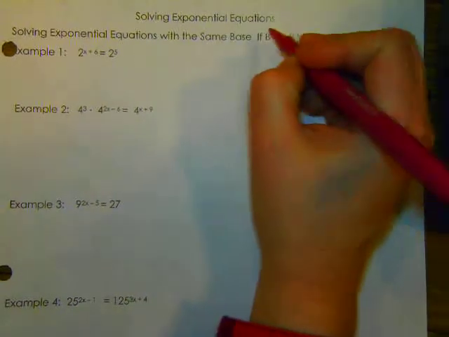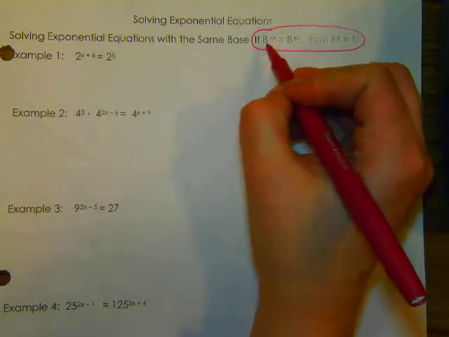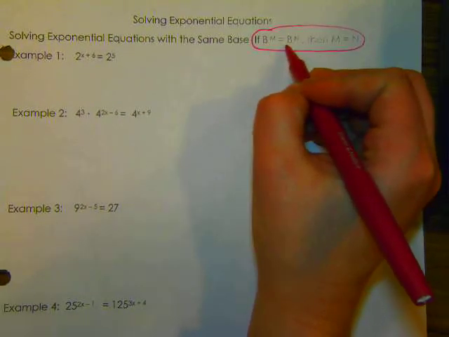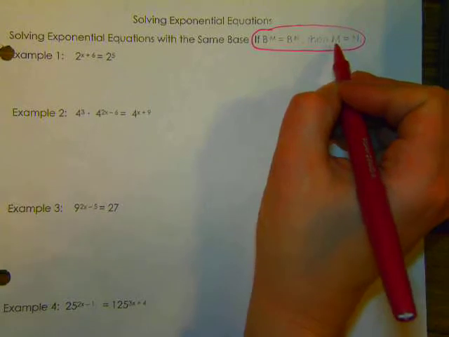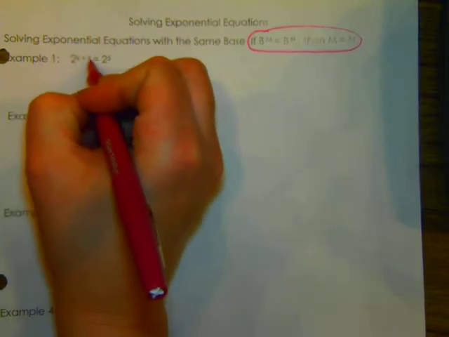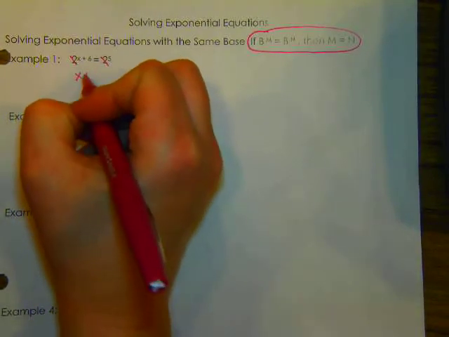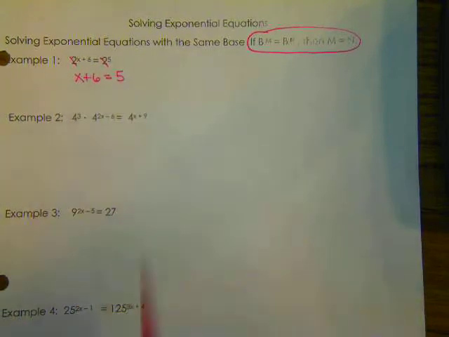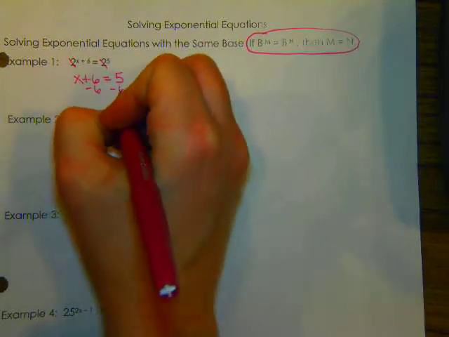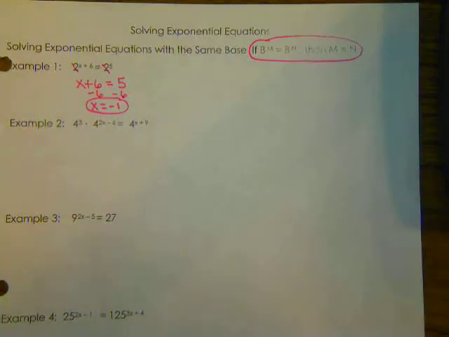Anytime that you have this rule right here goes a lot with these problems, where the b is the base. If it's the same base, then the exponents equal each other. So for instance, here it's the same base, 2 to the x plus 6 equals 2 to the 5th. So you can cross off the bases and make the exponents equal each other. So x plus 6 equals 5, subtract the 6, so x equals -1. And that's all there is to it.